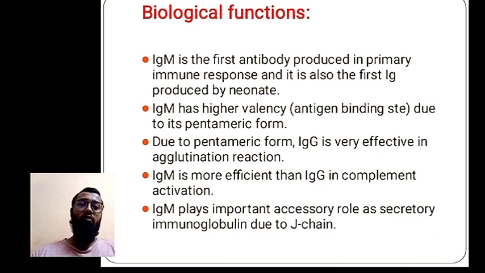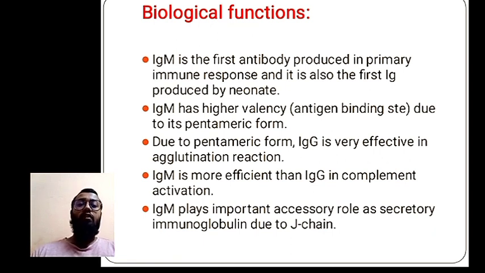IgM has a higher valency and more antigen binding sites due to the pentameric form. It is very simple: more structures, more valency. Due to the pentameric form, IgM is very effective in agglutination reactions, and IgM is more efficient than IgG in complement activation. More antigen binding sites means it can easily activate the complement system or complement pathways, like classical and alternate. And IgM plays an important accessory role as a secretory immunoglobulin due to the J chain.